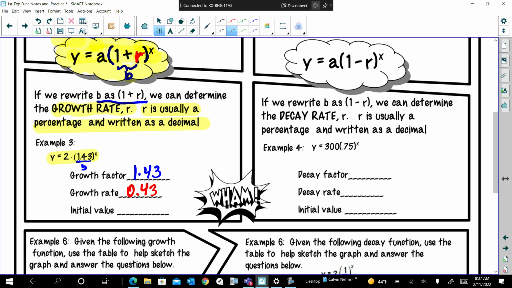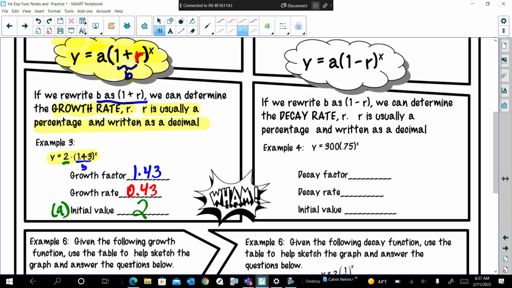All right, now, what would be the initial value? 2. Whatever's in front of the parentheses, that's your a. Remember, initial value is the a of the exponential function. And so that would be our initial value.